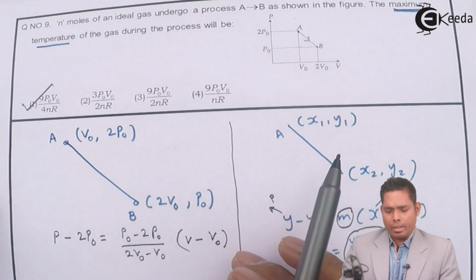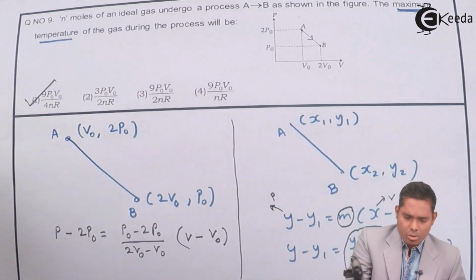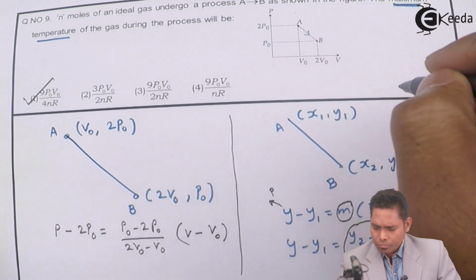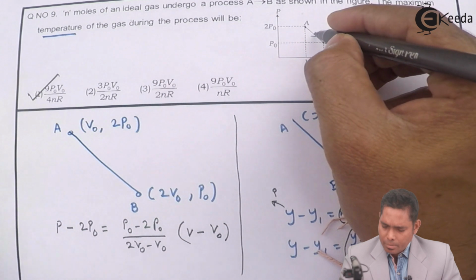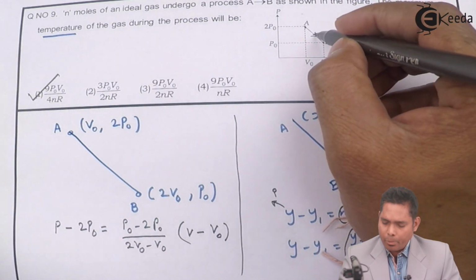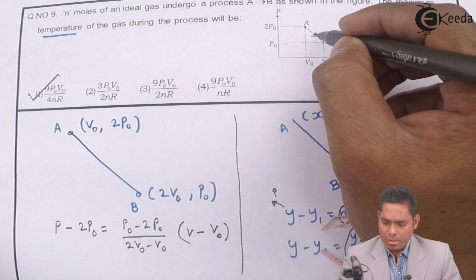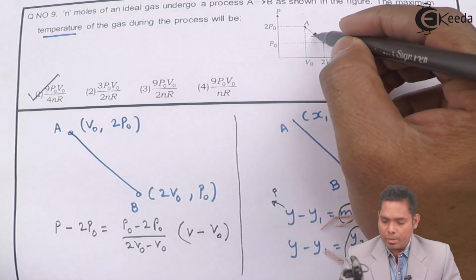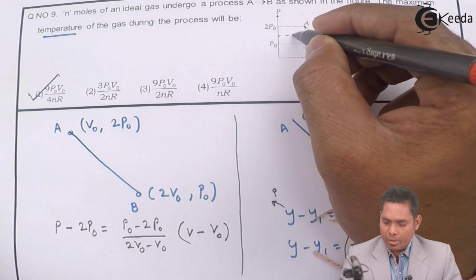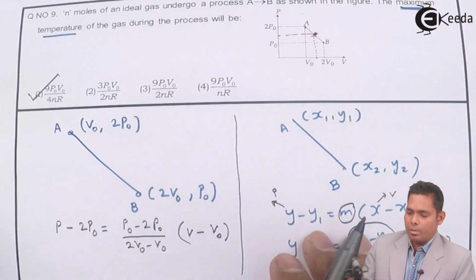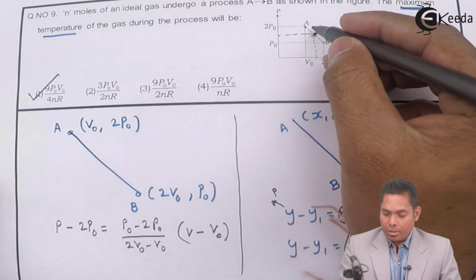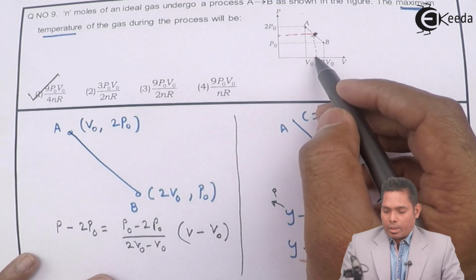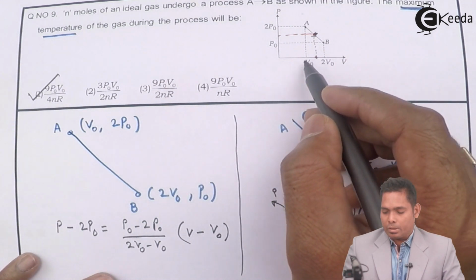Again, there is another shortcut method you can use, just for the sake of curiosity. I'll tell you that the temperature is maximum at the midpoint of this line. So how to find that midpoint? If you can find that midpoint, then at that point the temperature is maximum. What is the midpoint value? I have to take this value plus this value divided by 2.